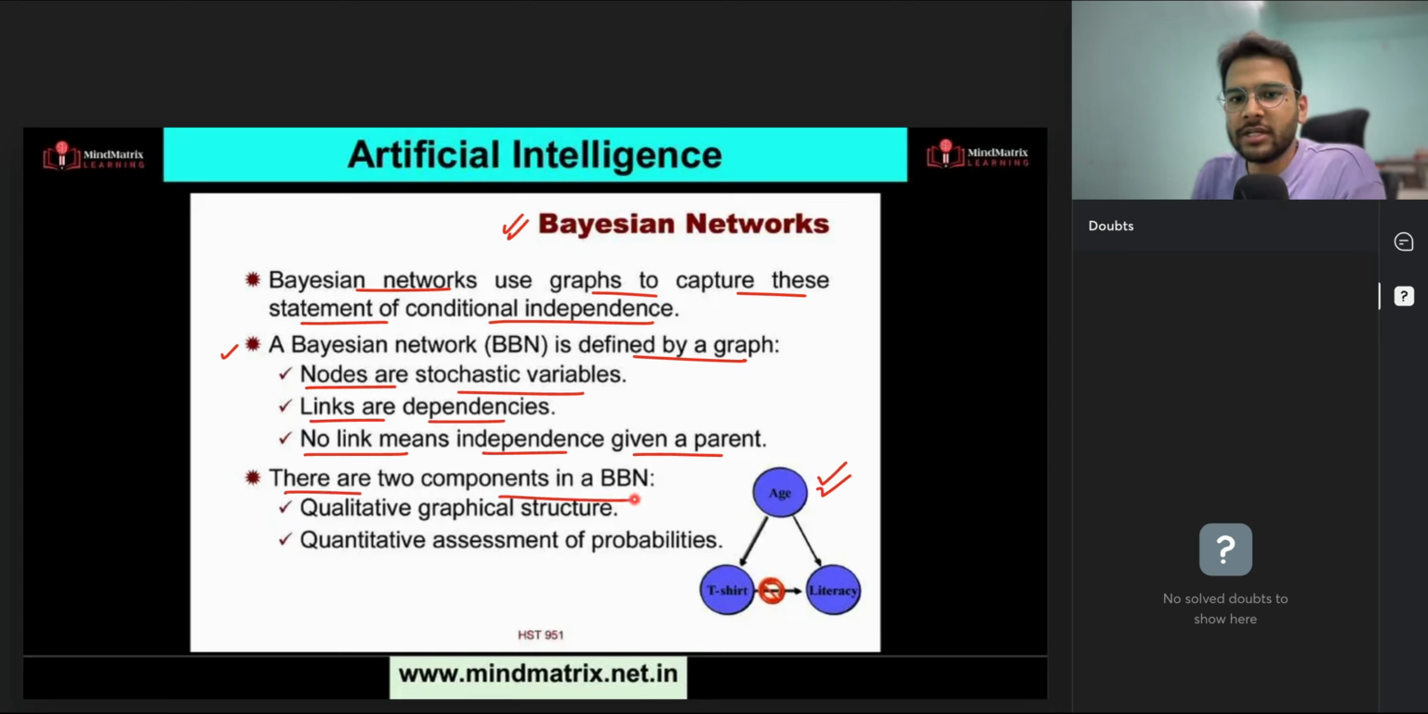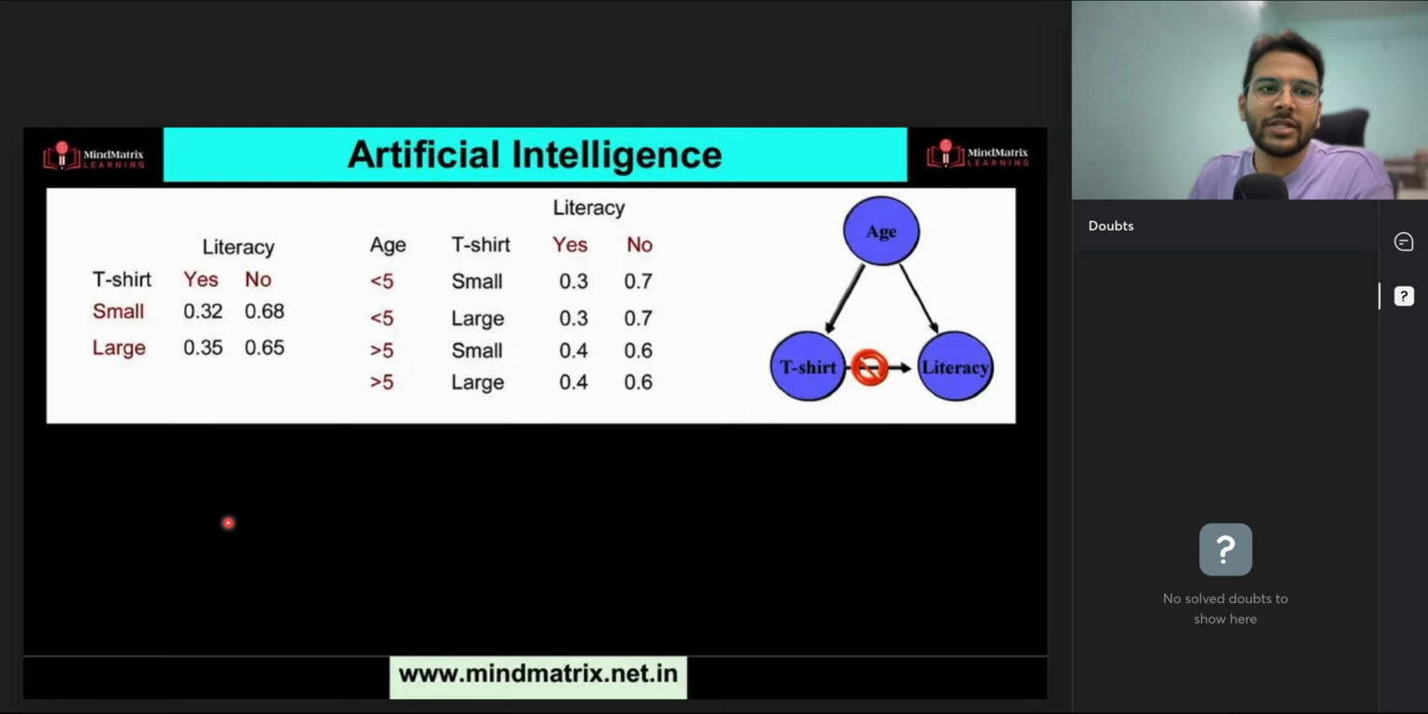There are two components in a Bayesian network, as I told you previously also: qualitative and quantitative. Qualitative means the graphical structure. Quantitative means the assessment of the probabilities. These are the two major components of the Bayesian network. Crystal clear? As you can see here, given age, t-shirt and literacy are conditionally independent. So you can just base it on the age. Fine, this is not a very good example, but yes, you can consider it.